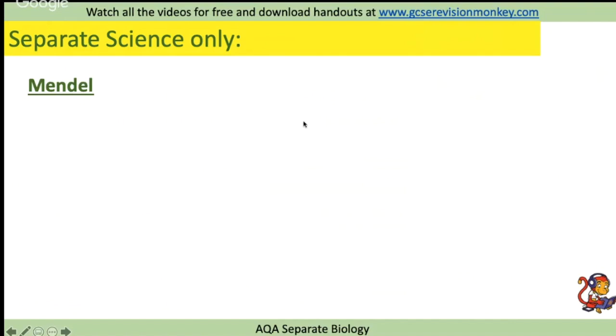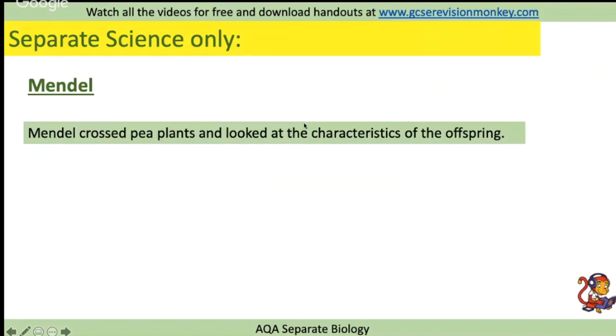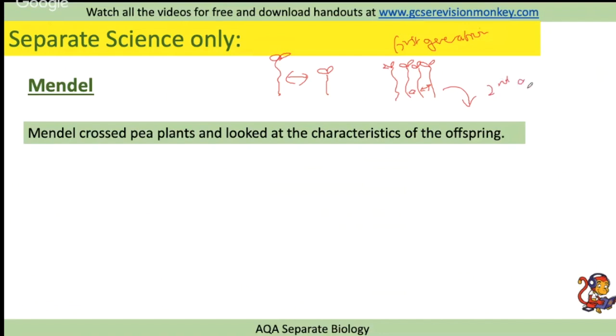So Mendel, he crossed pea plants and looked at the characteristics of the offspring. So he had a really tall plant and a really short plant, and he crossed those two together, and his first generation of plants were all tall. Okay, so when you're talking about the first generation, that's the first offspring. And then he crossed this generation to get a second generation of plants. And he found that actually, out of that second generation, some of them were small.